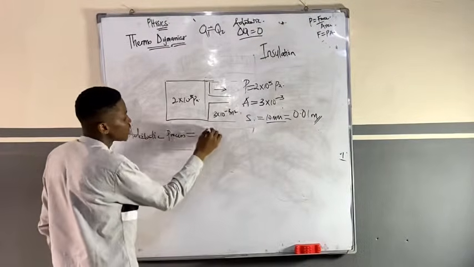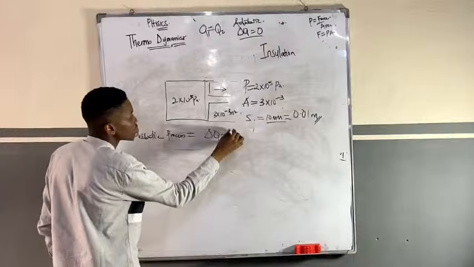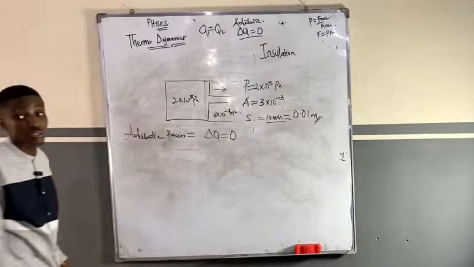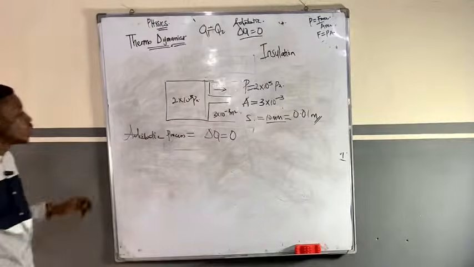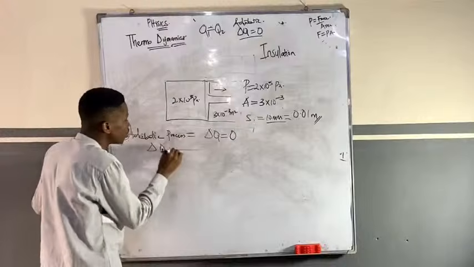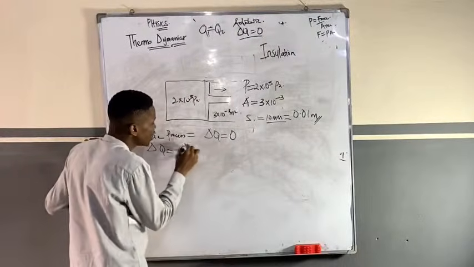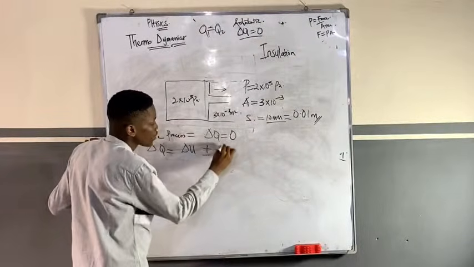Because it is what? Insulated. So that means change in U is what? Change in Q is what? 0. Alright, please look up. The formula is that change in Q equals change in U plus or minus W.